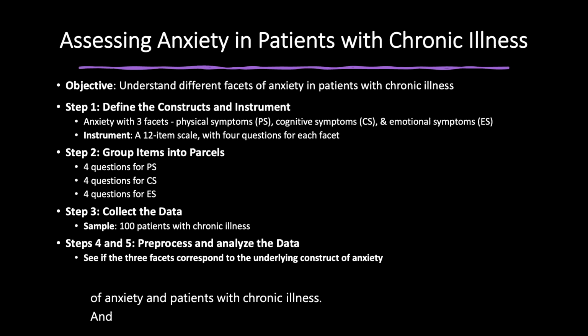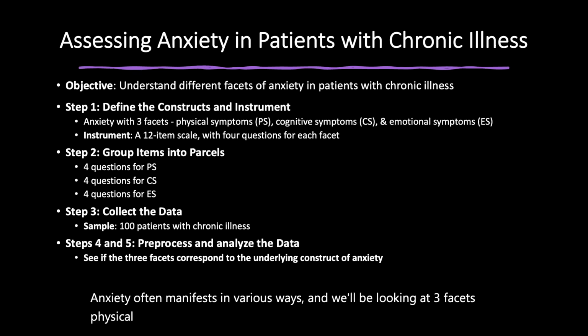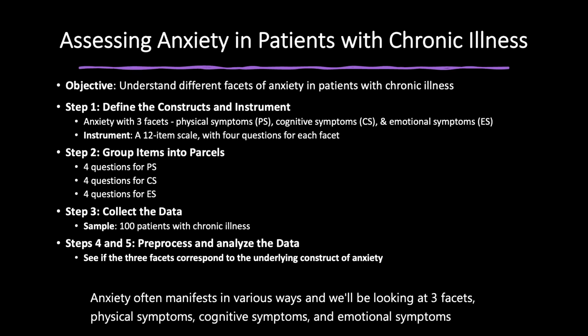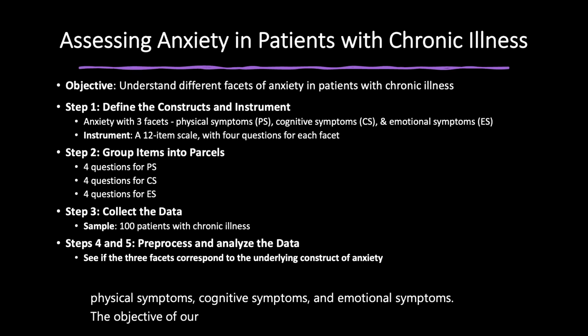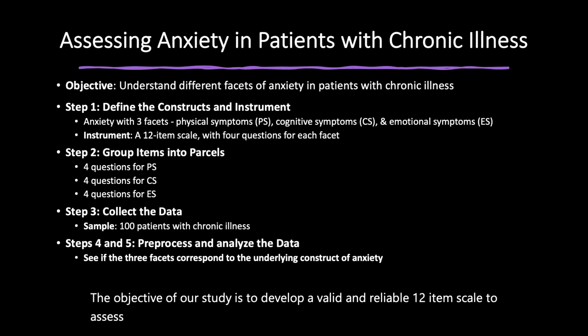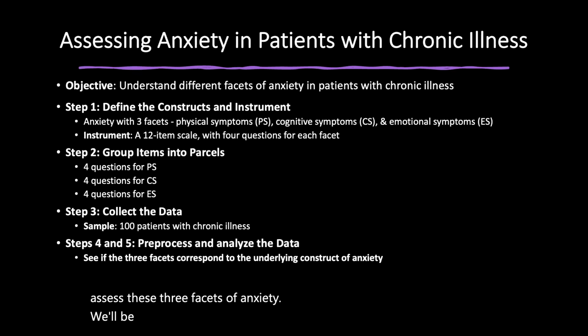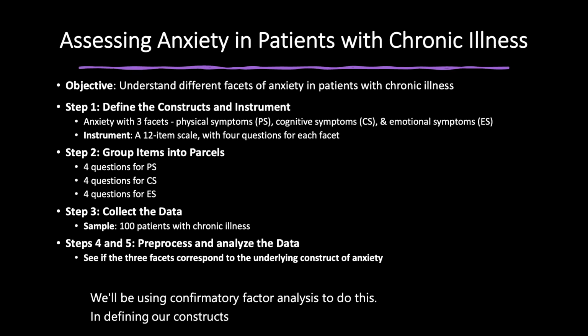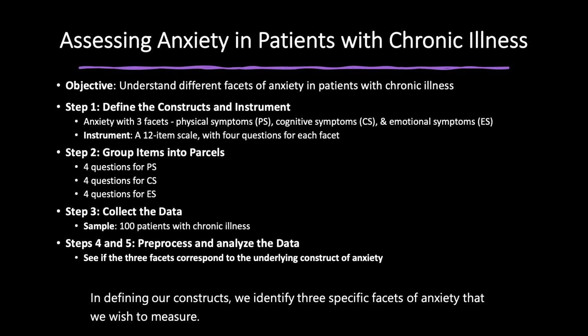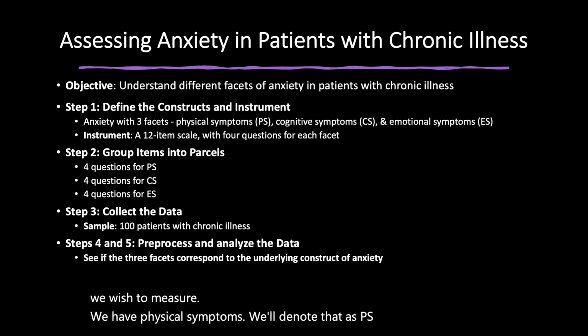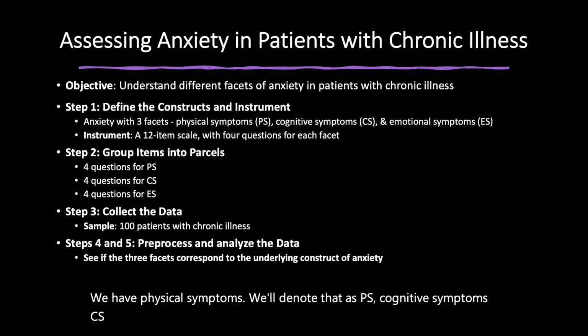Anxiety often manifests in various ways, and we'll be looking at 3 facets: physical symptoms, cognitive symptoms, and emotional symptoms. The objective of our study is to develop a valid and reliable 12-item scale to assess these 3 facets of anxiety. We'll be using confirmatory factor analysis to do this. In defining our constructs, we identify 3 specific facets of anxiety that we wish to measure. We have physical symptoms, we'll denote that as PS, cognitive symptoms, CS, and emotional symptoms, ES.